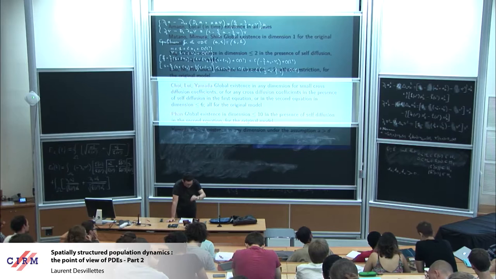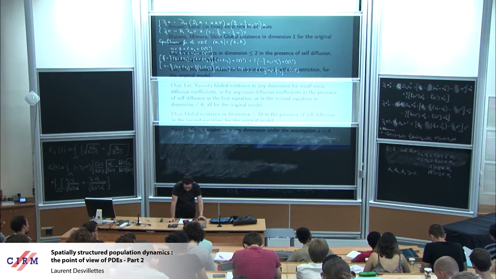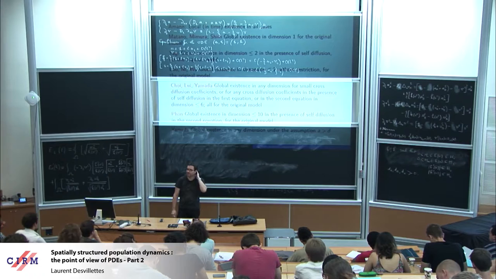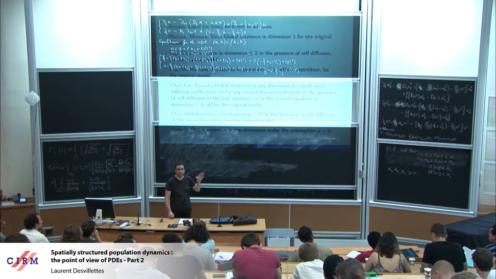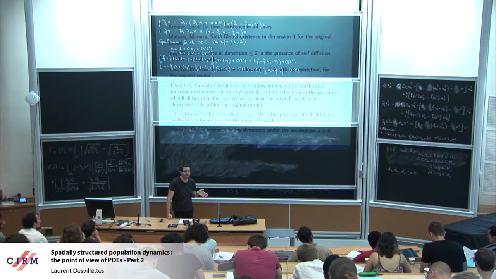So the idea, as always in PDEs, consists in trying to get a priori estimates for the problem, and since it is a problem which depends on epsilon, in which you have a singular limit with respect to epsilon, those a priori estimates have to be independent of epsilon.